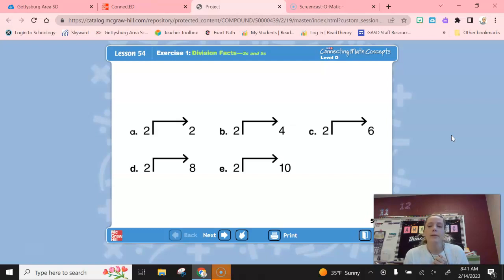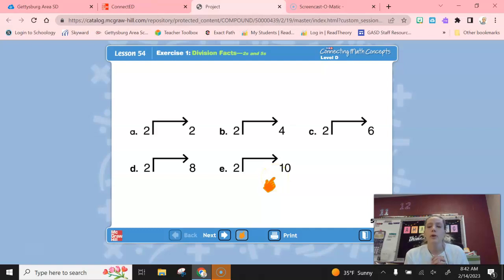I have some number families up here. Remember that when you have a line with an arrow, that means multiplication. Okay, it has one of the factors and the product, but you're missing the other factor. Okay, so let's go through these. A, 2 times what number gives you 2? Should say 1. B, 2 times what gives you 4?